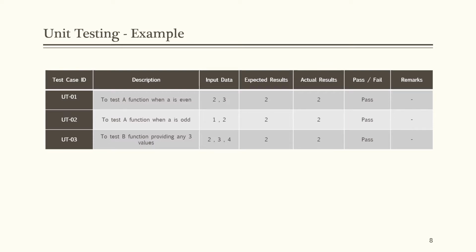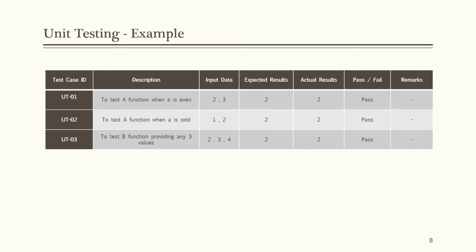In unit test case 2, values 1 and 2 are passed to function A, else block of function A will be executed and the value 2 will be returned because the value of variable A is odd and the value of B will be returned in this case. In unit test case 3, values 2, 3 and 4 are passed to function B. Function A is called by passing values 2 and 3. If condition block of function A will be executed and the value 2 will be returned because value of variable A is even.